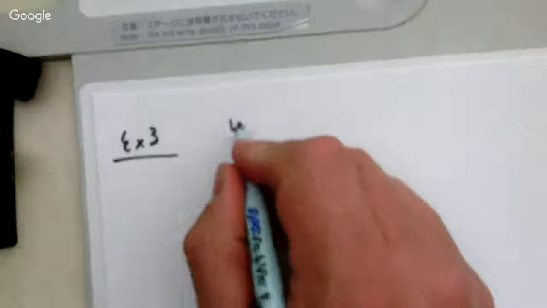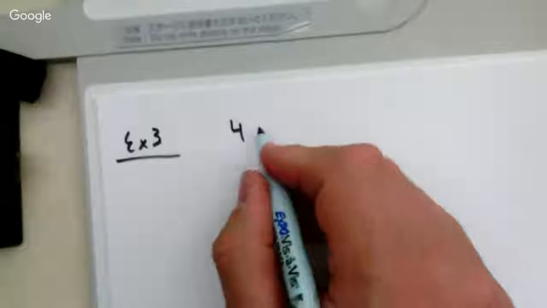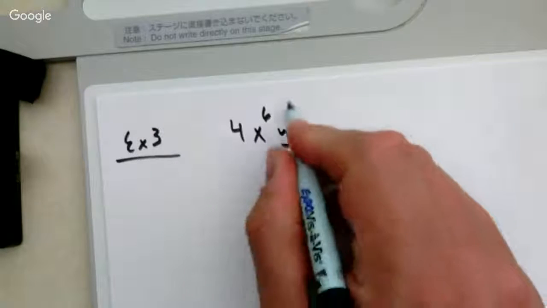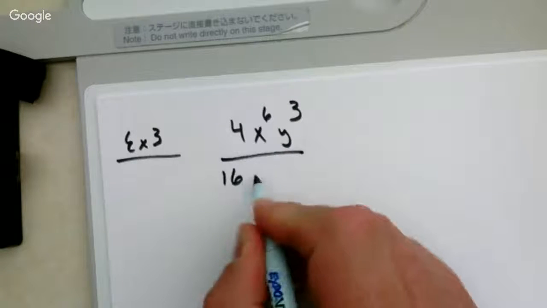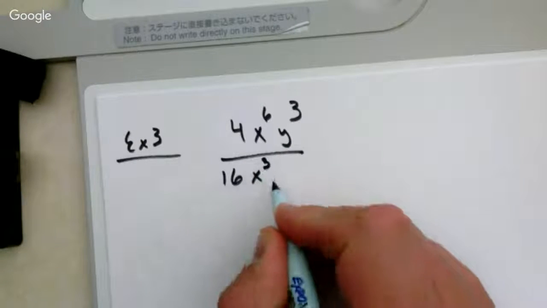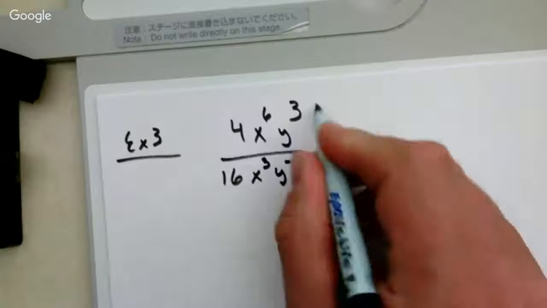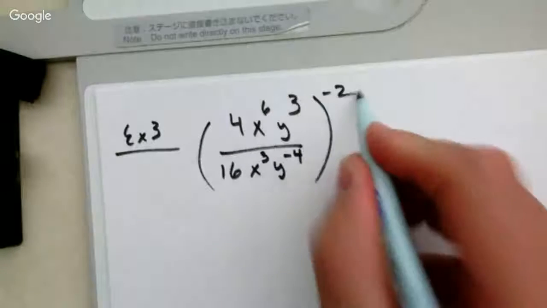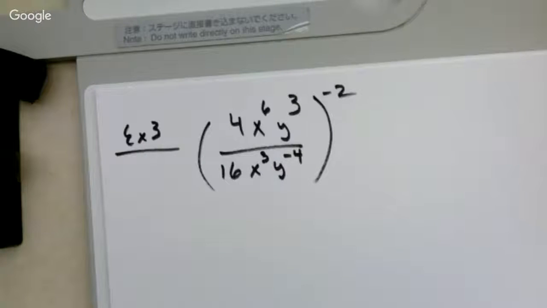Let's go 4x to the 6th, y to the 3rd, all over 16x to the 3rd, y to the negative 4. And then look at this disaster. We're going to raise the whole thing to the negative 2 power. Holy math.